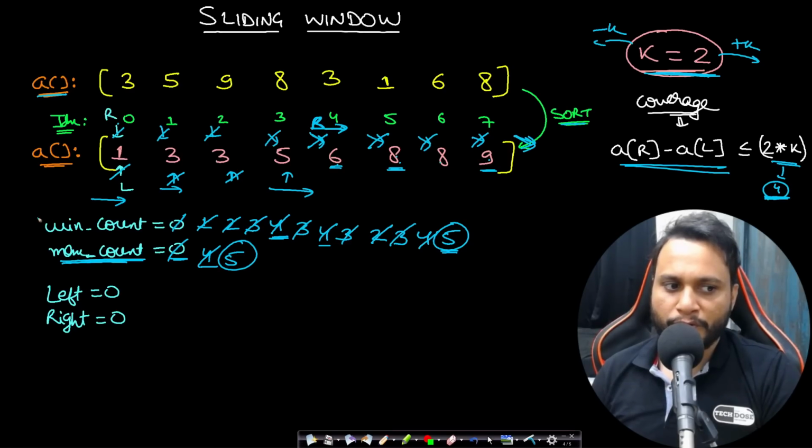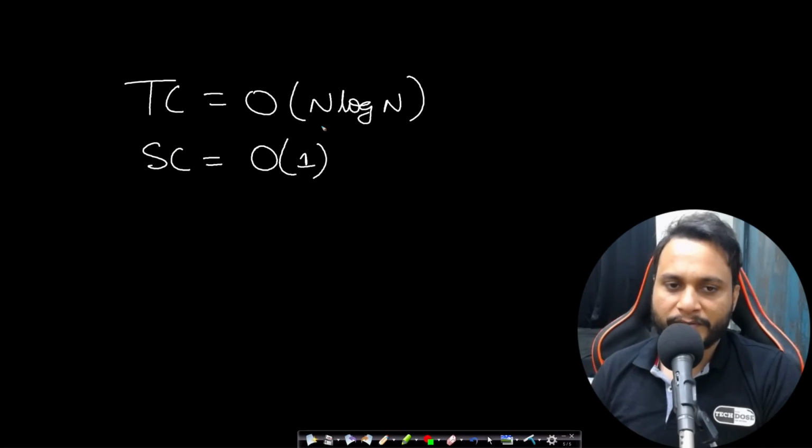In this approach, you don't need to maintain this max count. You can always do it using the right minus left to find the window size. But I just took it for easier understanding. The first step in this entire algorithm was the most costly step, which is sorting. So it will be n log n. And after that, the sliding window was linear time, order of n. The space complexity, I will consider order of 1 due to in-place sorting. Now let's look at the code.